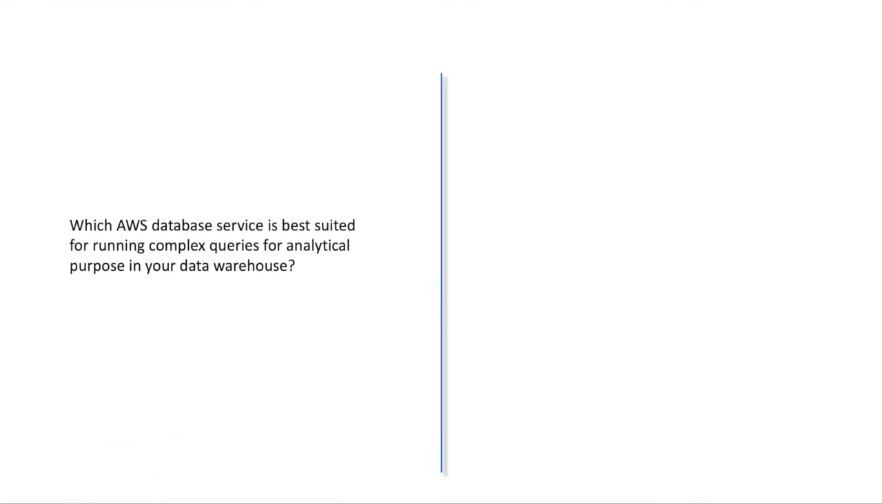Which AWS database service is best suited for running complex queries for analytical purposes in your data warehouse? As I told you, most questions revolve around DynamoDB, Redshift, and Amazon Aurora. Redshift is for OLAP purposes, DynamoDB is a NoSQL database, and Aurora is the specific service which Amazon is promoting as part of OLTP. Now the question here asks for analytical purposes, so that is OLAP. So the correct answer is Amazon Redshift.